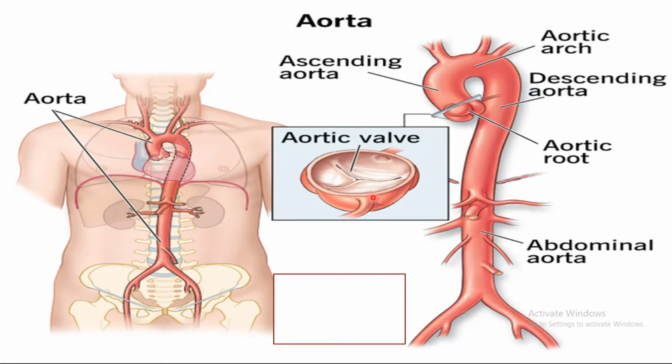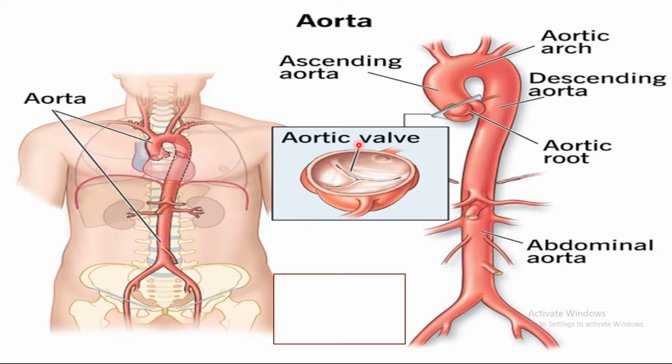This aortic orifice is seen in the base of the left ventricle. It is separated from the left ventricle by the aortic valves. Altogether, these three cusps are called the aortic valve. These are semilunar cusps: the right semilunar cusp, left semilunar cusp, and posterior semilunar cusp. These three cusps combined are called the aortic valve.